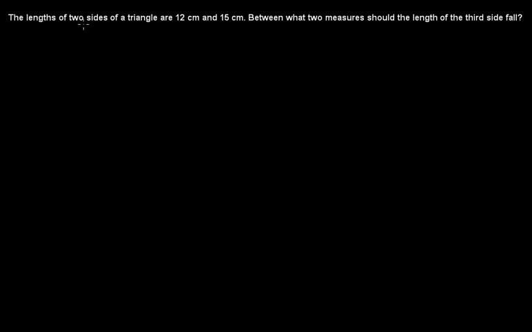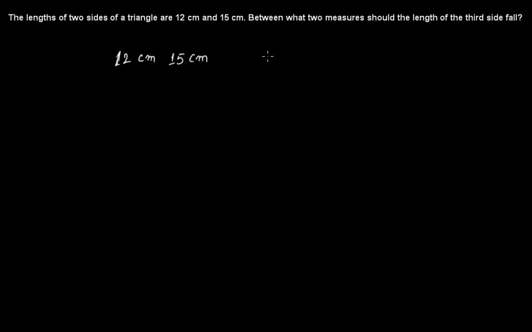The lengths of 2 sides of a triangle are 12 centimeter and 15 centimeter. Between what 2 measures should the length of the third side fall? So the information that has been given to us is the lengths of two sides of a triangle. One is 12 centimeter and another one is 15 centimeter. We don't know about the third side.